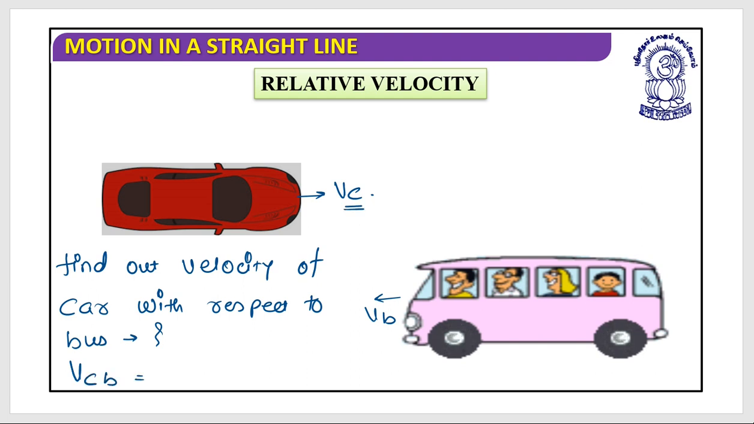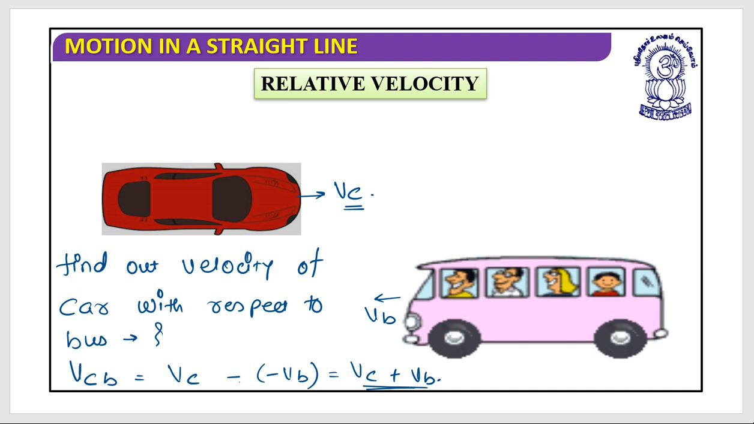Let's say VC is in the positive x direction, minus VB, but as the bus is moving in the negative direction, I should write it like this: VC minus of minus VB, so ultimately minus minus is plus. It's VC plus VB. So the velocities of both objects are added when they are moving in opposite directions.